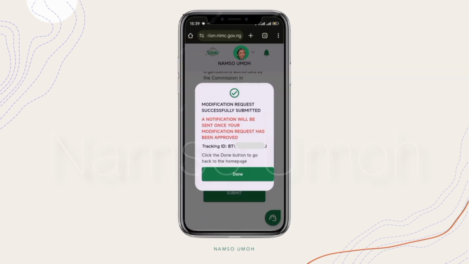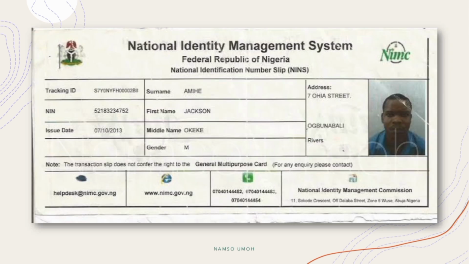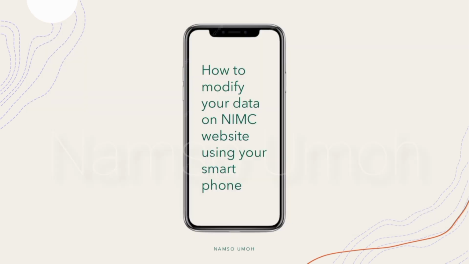After you've submitted it, a notification will be sent to your mailbox that in a few days' time it will be approved. So after 3 days it is going to be approved. It doesn't take long. So after that, you need to go to your dashboard and download a copy of your NIN slip. So that is how to apply for date of birth correction on the NIMC website.